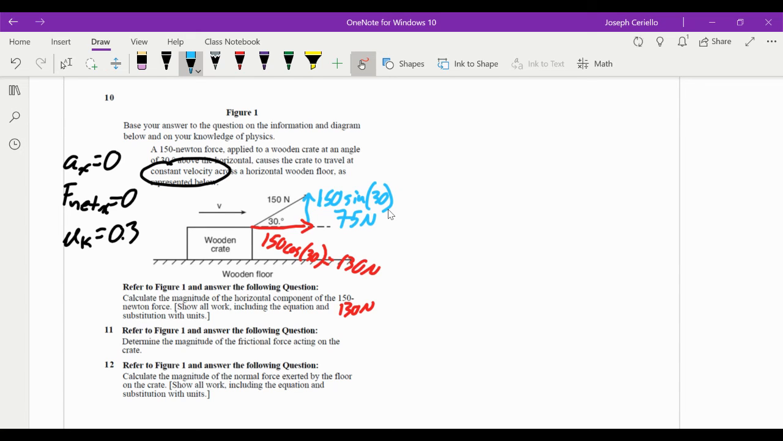Now, find the magnitude of the frictional force acting on the crate. Let's just really quickly draw a free body diagram, because I think it's a great habit to get in for this question. There are some shortcuts for doing this one, but I think a free body diagram is really the best way to do it. Right, so we have our 150 Newton vector.